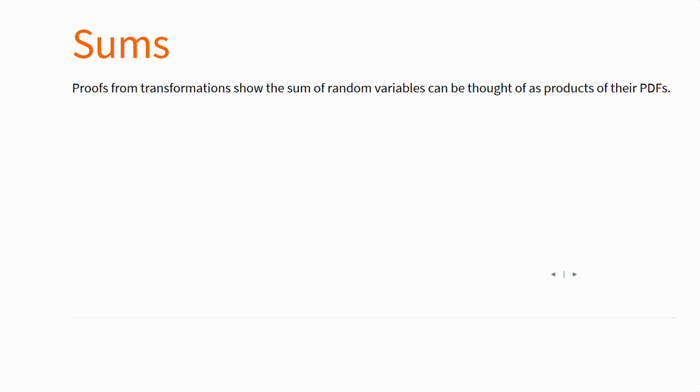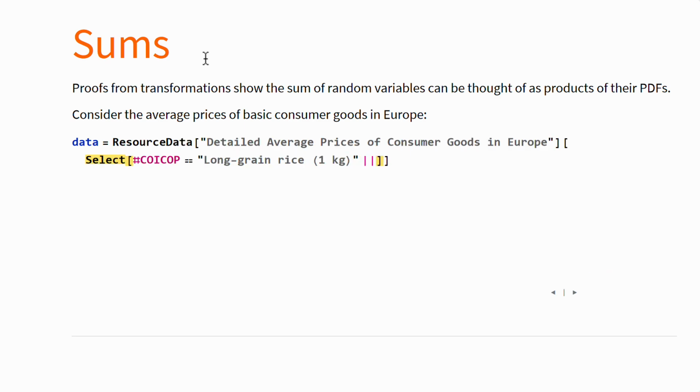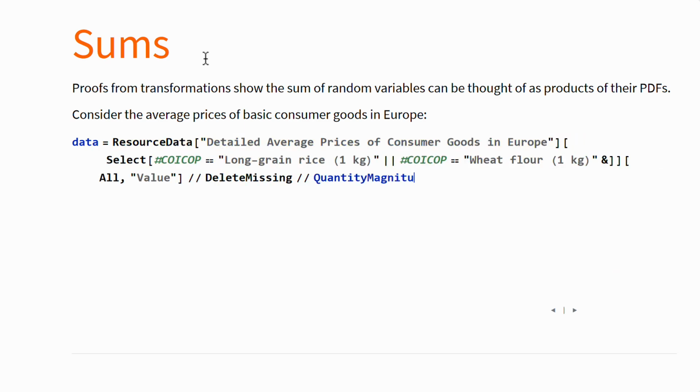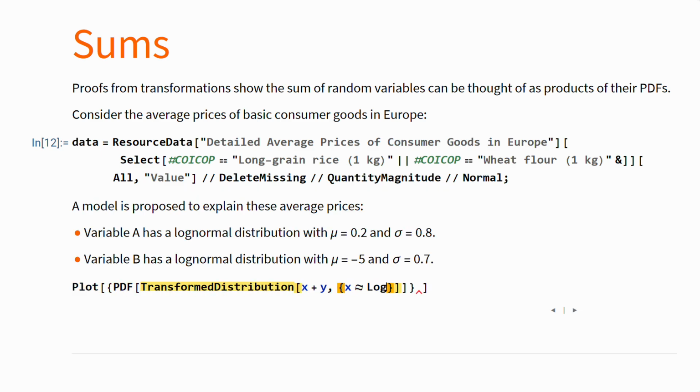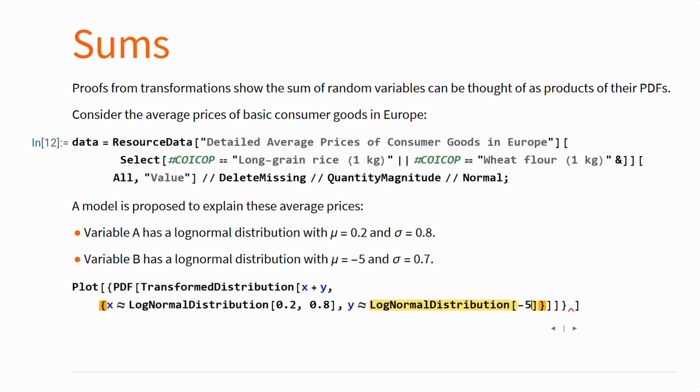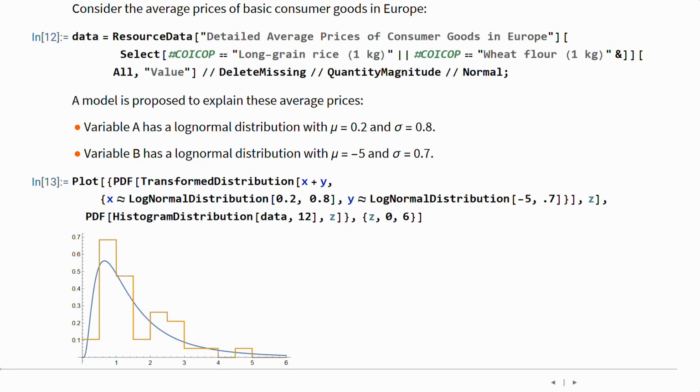Enough with constant factors. Let's deal with variable transformations. What happens when you sum two random variables? Sums of random variables can be thought of as multiplying their PDFs. For example, take consumer prices of rice and flour in Europe. Since these are basic and linked products, it can be modeled as two distributions added together, which are log distributions in this case. As you can see, the data seems to correspond to the model.